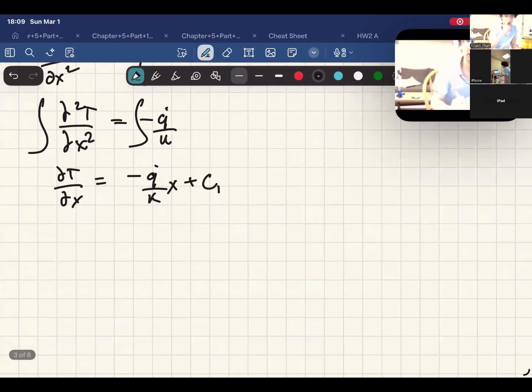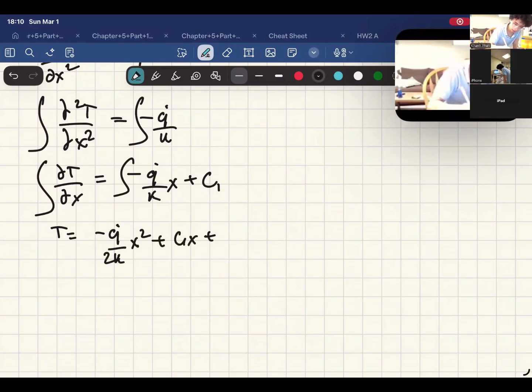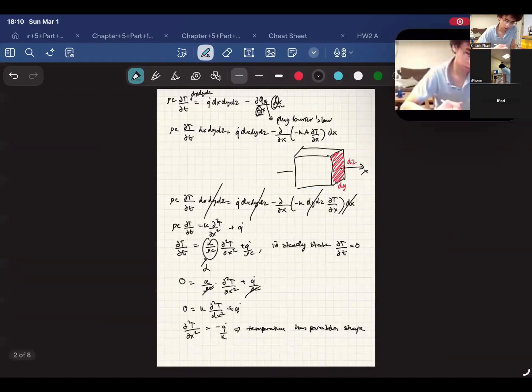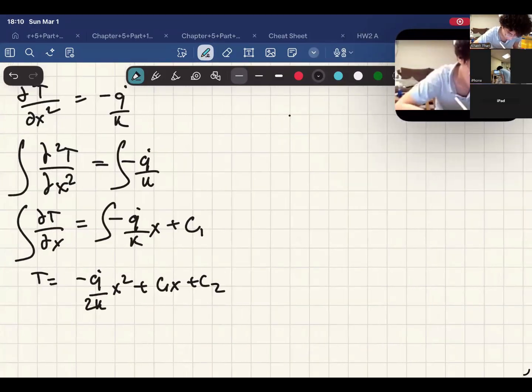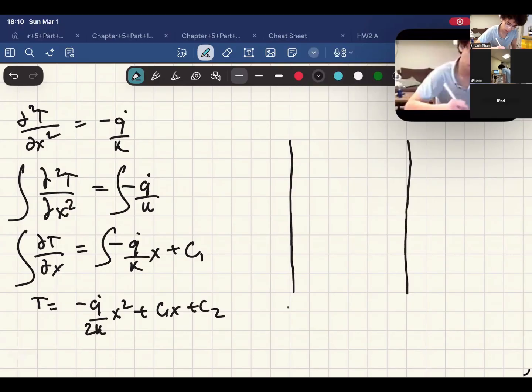And then we do another integration. We would have T is equal to negative q over 2k x squared plus c1 x plus c2. And now we're going to draw a demonstration of what the temperature profile would look like. Let's call this x equal to 0 and then x equal to L.